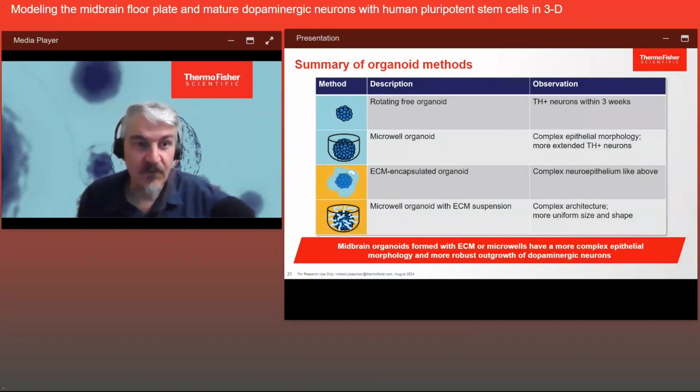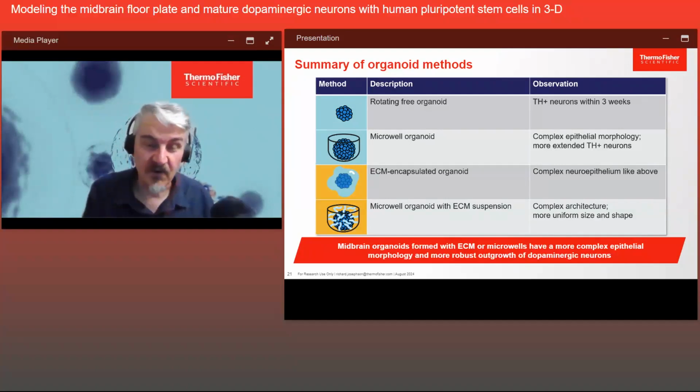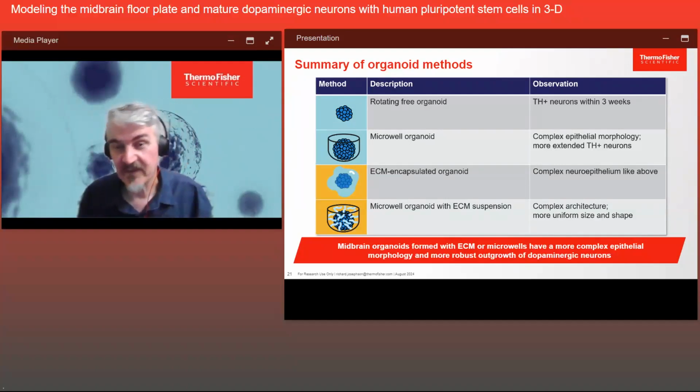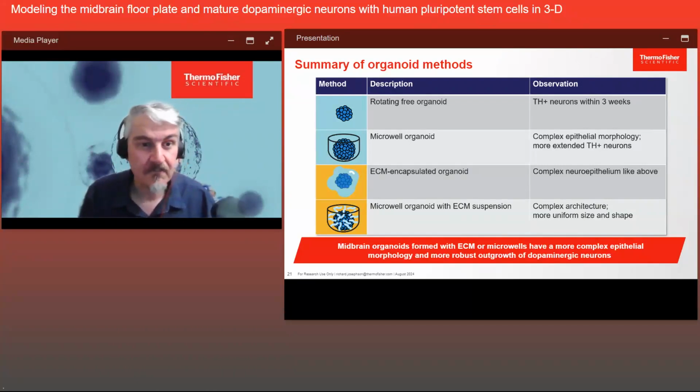we've tested 4 environments for organoid formation: rotating or static, no extracellular matrix, or with Geltrex added. All of these methods gave organoids that had dopaminergic neurons inside of 3 weeks of development. However, microwells made the epithelial morphology more complex and improved the yield of dopaminergic neurons. And on top of that, extracellular matrix triggered epithelial outgrowth.